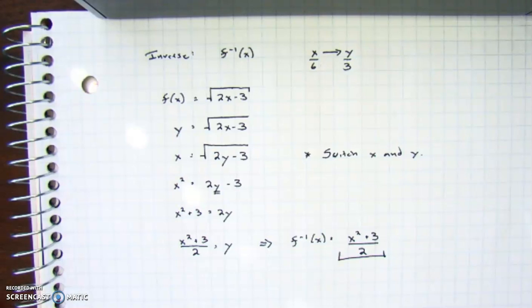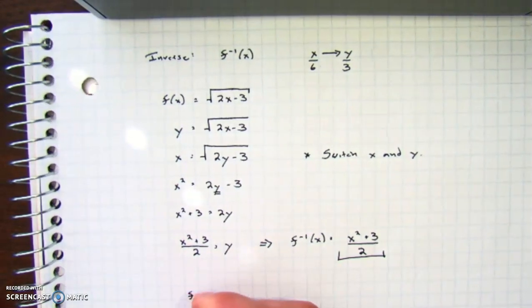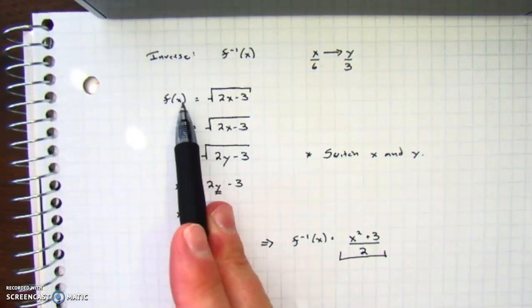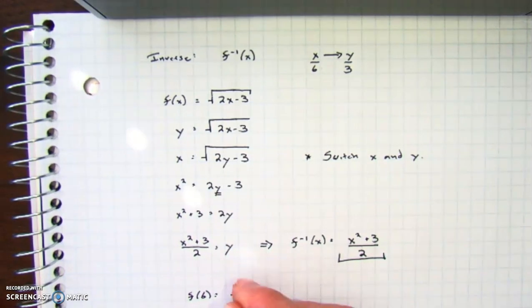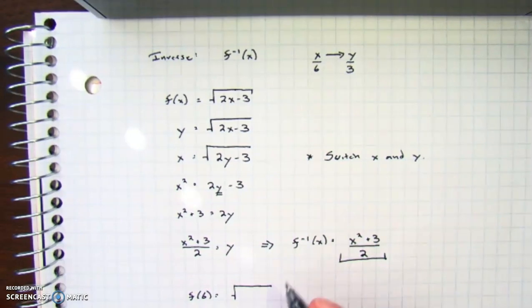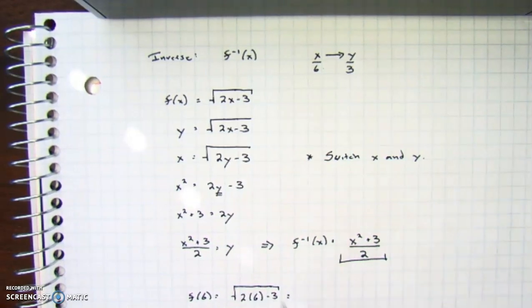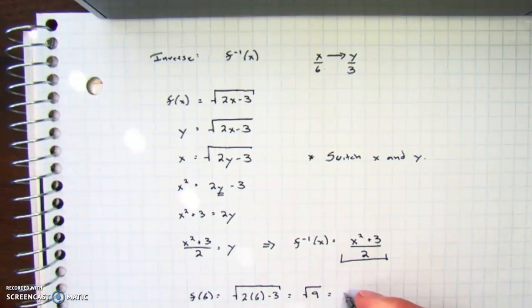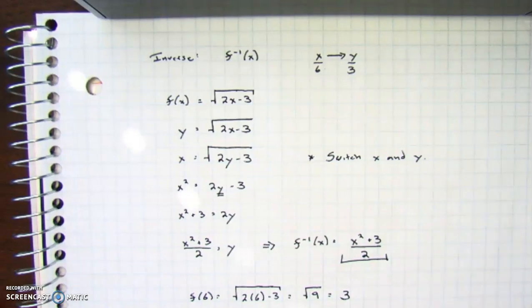Let's take a look at this one in action, just to show you what an inverse does. If I have f(6), that's this one, I think this will work out. We'll have the square root of 2 times 6 minus 3. So 2 times 6 minus 3 equals 12 minus 3, so that equals 9. Square root of 9 is 3.